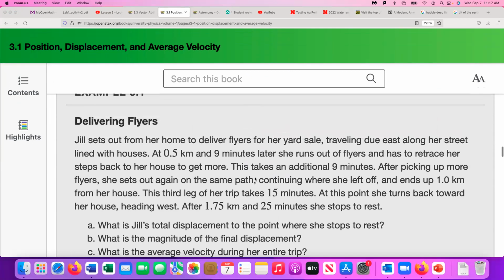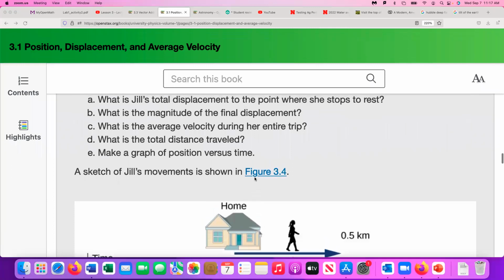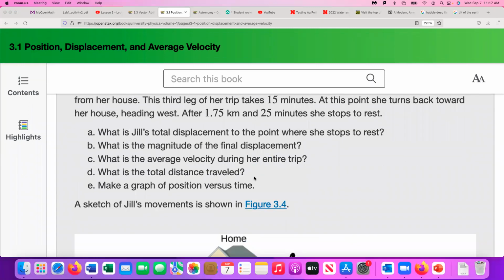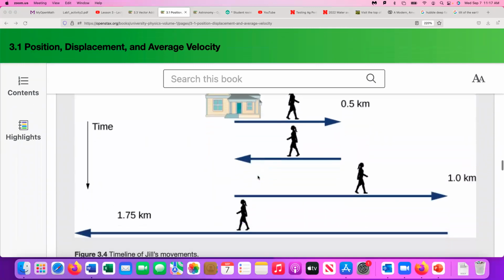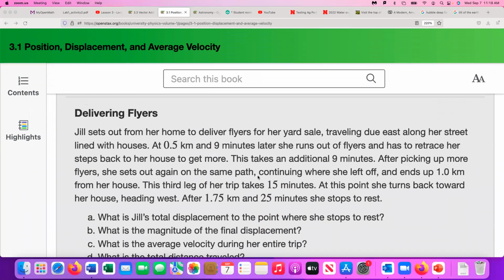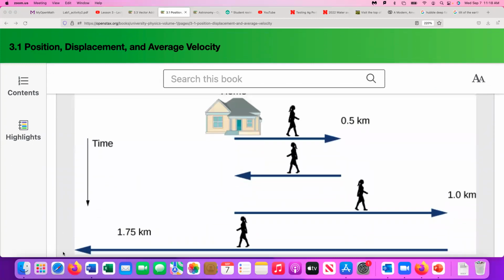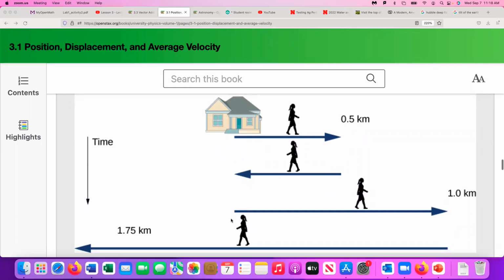So if we want to know part A, what's Jill's total displacement to the point where she stops to rest? Well, where's her resting point here? That was at the very end, I believe, right? Yeah. So her stopping to rest point is way over here, and she starts essentially here. She starts along this line and goes to here.